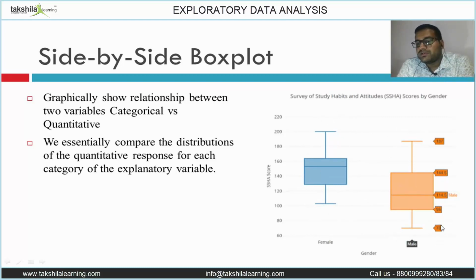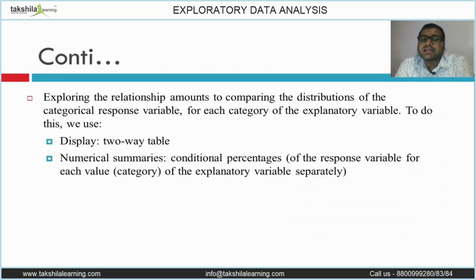Okay, and you can see here the minimum value is 70, the first quartile is 95, the median is 114.5, the third quartile is 144.5, and the highest value is 187. So this is how you can compare a categorical and a quantitative variable by using a side by side box plot.